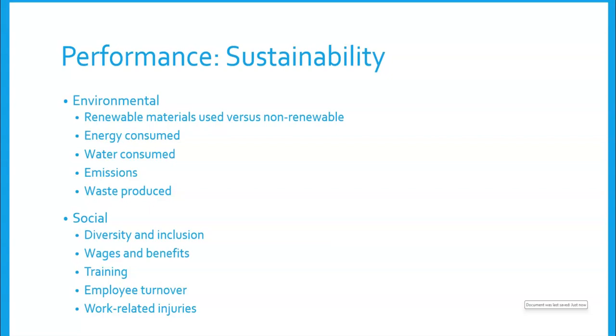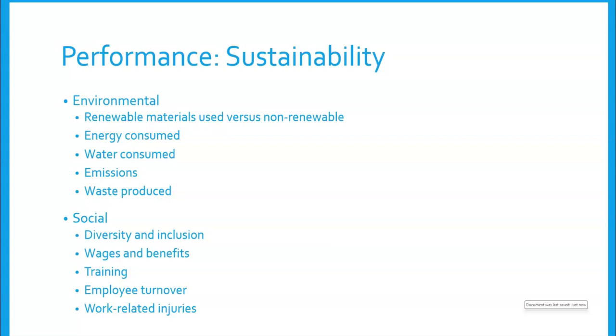The last section of the performance metrics is sustainability. Sustainability is separated into 2 components: environmental sustainability and social responsibility and sustainability. So the environmental focuses on what are our emissions? How do we use renewable and non-renewable resources? And how much waste do we produce?